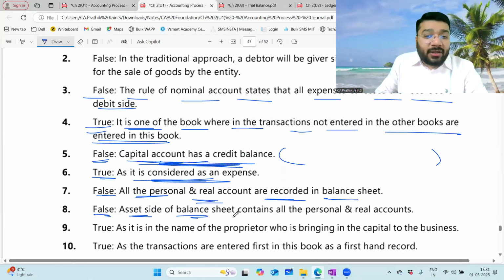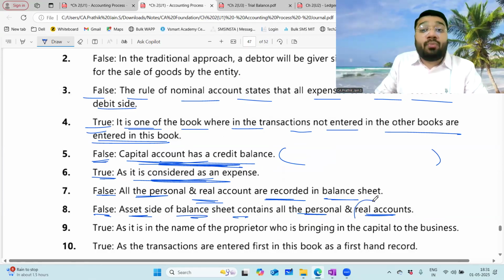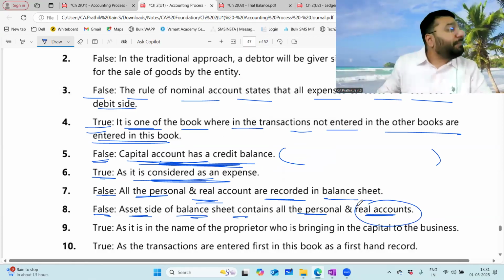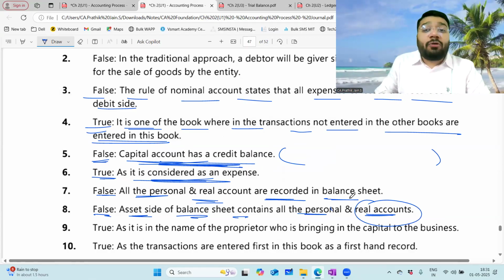False. Assets in a balance sheet contain all personal and real. Most of them will be real. Here and there, a few will be personal. So it is a combination of personal and real, but not real and nominal.